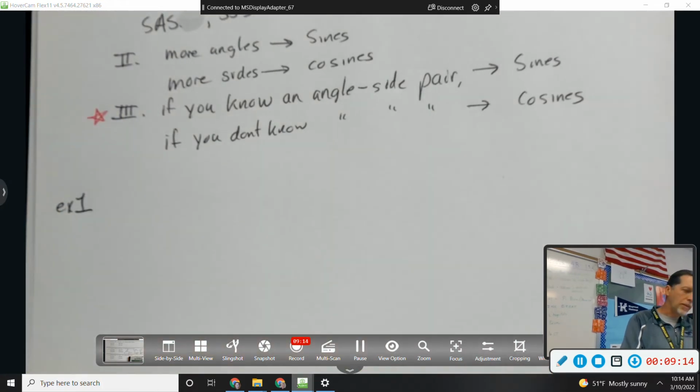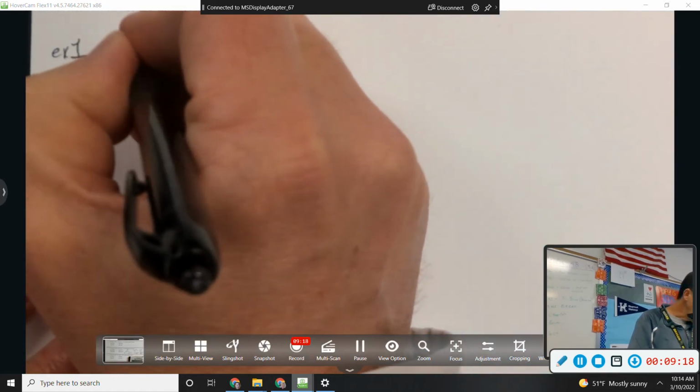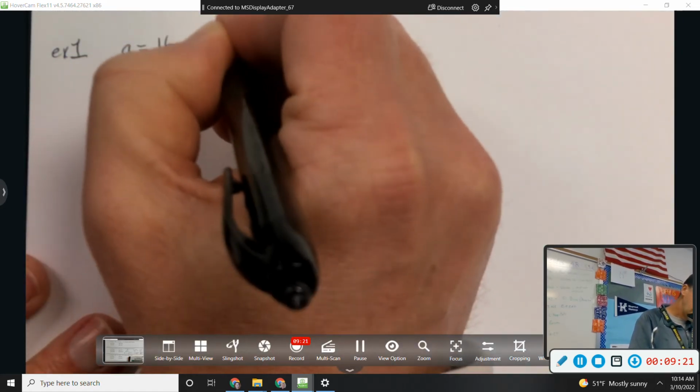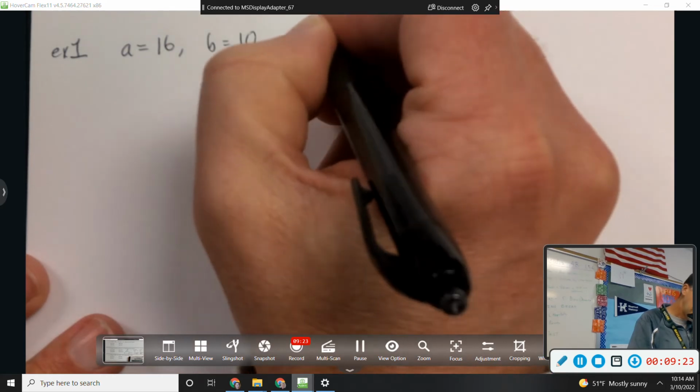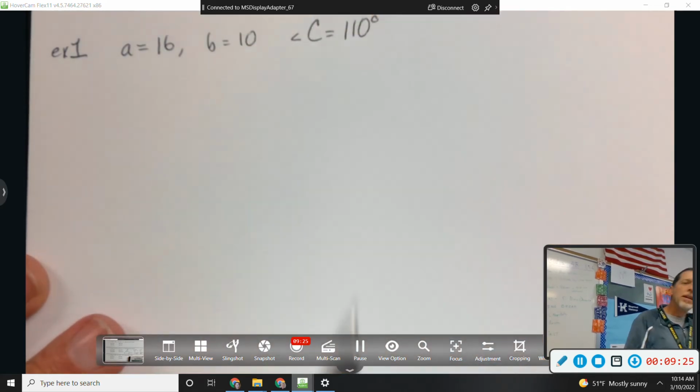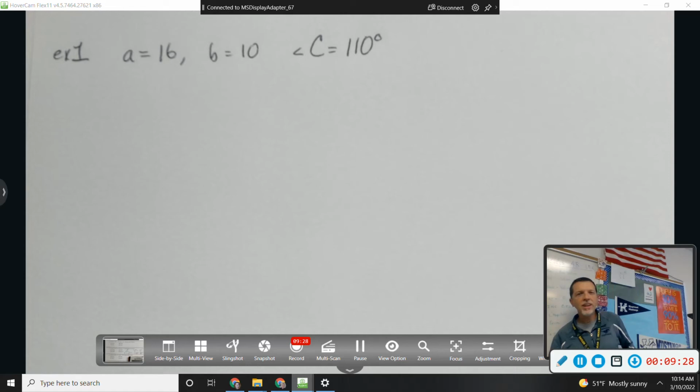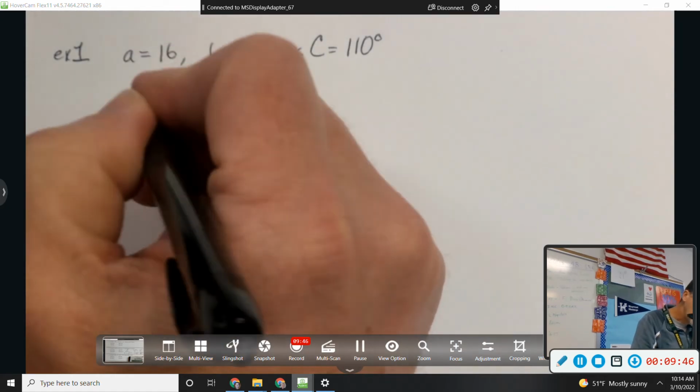All right, let's work a problem with this. A equals 16, B equals 10, angle C equals 110. Now, it's in the law of cosines section of the notes, so of course it's a law of cosines problem. But if I just look at those, I don't really know that until I draw a picture and look for a pair. That's my method for figuring out which law to use.